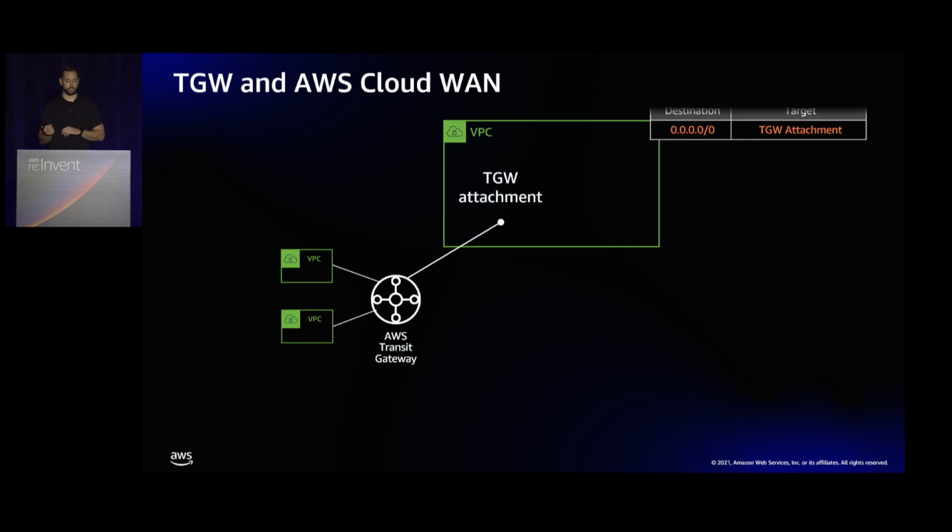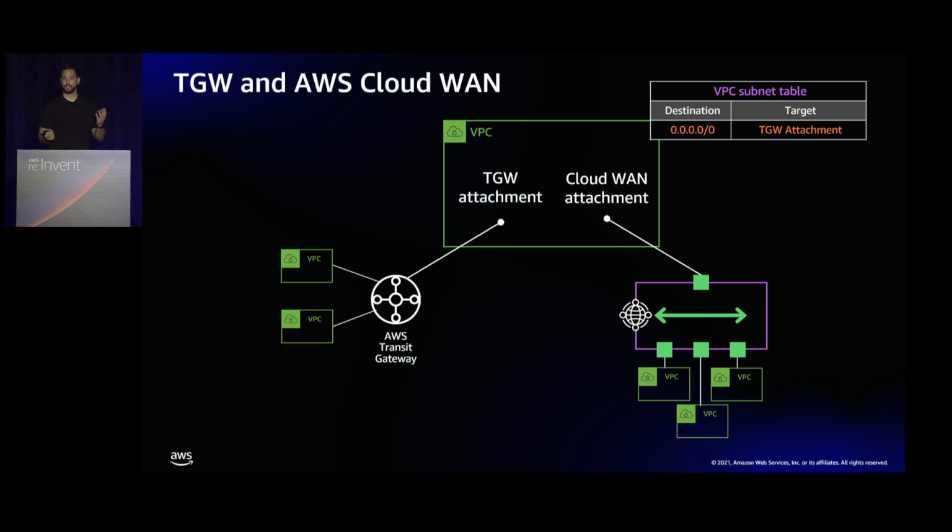Really quick here, because this is what really helped me understand Cloud WAN: you've got a TGW and a TGW attachment. What you would do with Cloud WAN is remove the route from the TGW attachment and send it to the Cloud WAN attachment. So it's very similar to Transit Gateway, or a TGW.